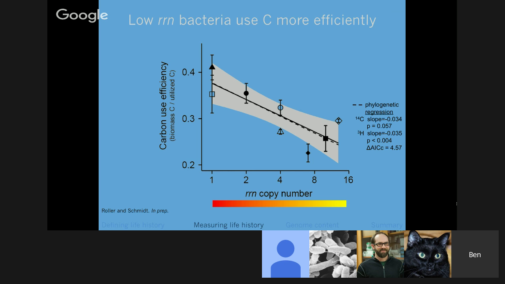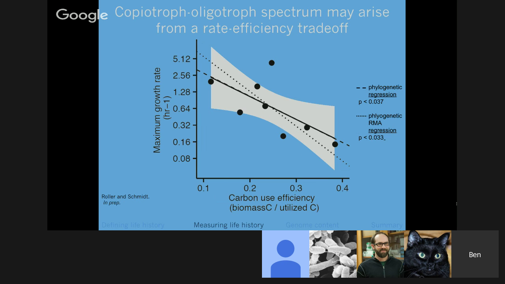So this suggests that there may be some evolutionary trade-offs going on between an organism's growth rate and growth efficiency. So here I can show that data directly, looking at the maximum growth rate against the carbon use efficiency for the 8 strains we've measured here, using a few different phylogenetic regression techniques.